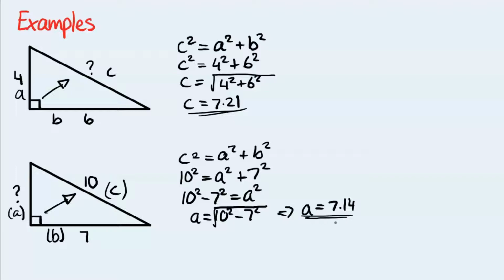So you can double check this number. It should be smaller than the longest side, okay? So 7.14 is smaller than the longest side, which is 10, alright? So that's when you know you're on the right lines. But yes, it's a very simple process to follow.